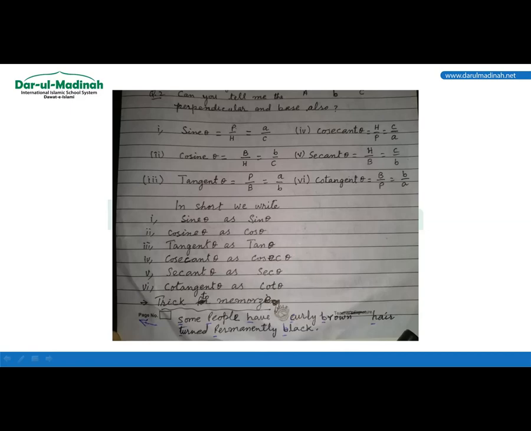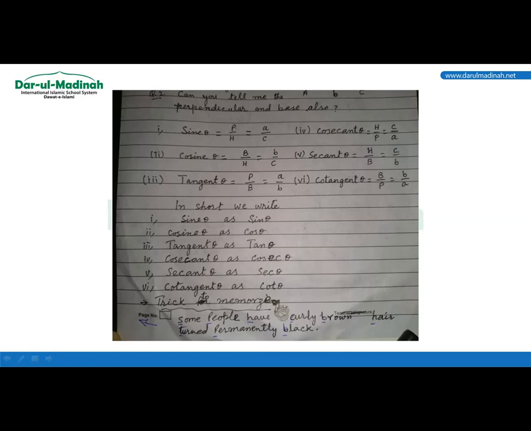S stands for sin theta, P stands for perpendicular, and H is hypotenuse. So sin theta is equal to perpendicular upon hypotenuse. And for cos theta, curly brown hair, C stands for cos theta, B is base, and H is hypotenuse. So cos theta is equal to B upon H.